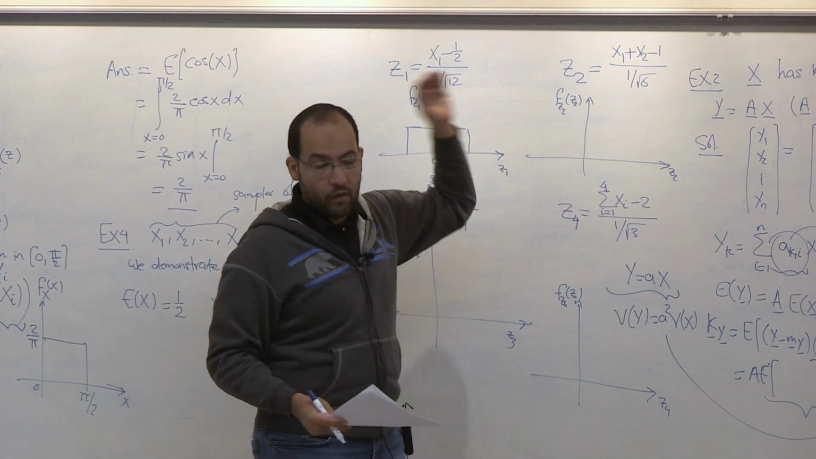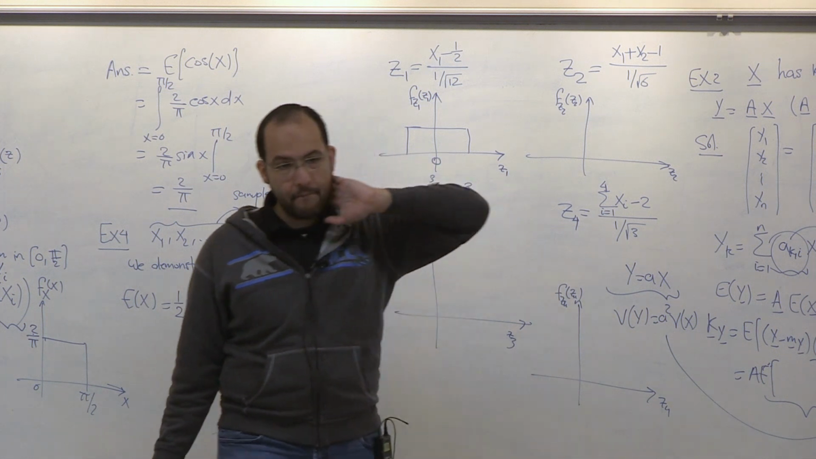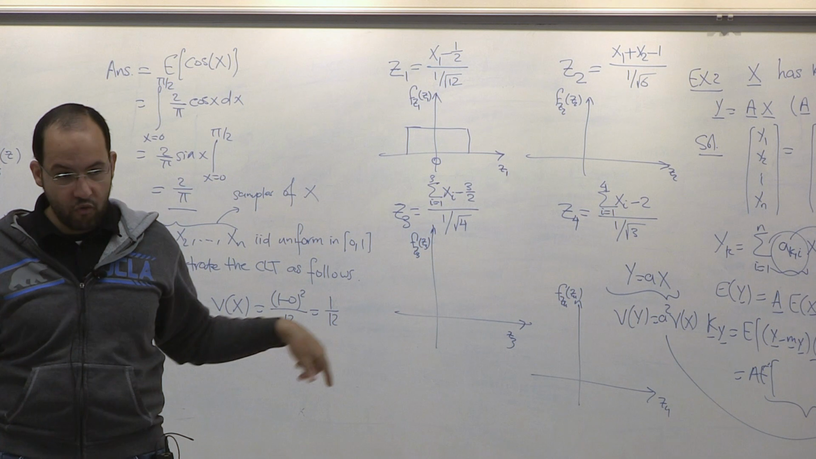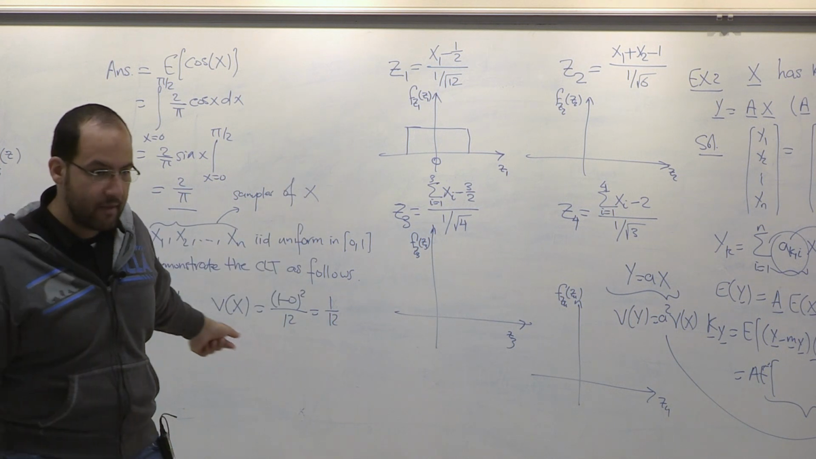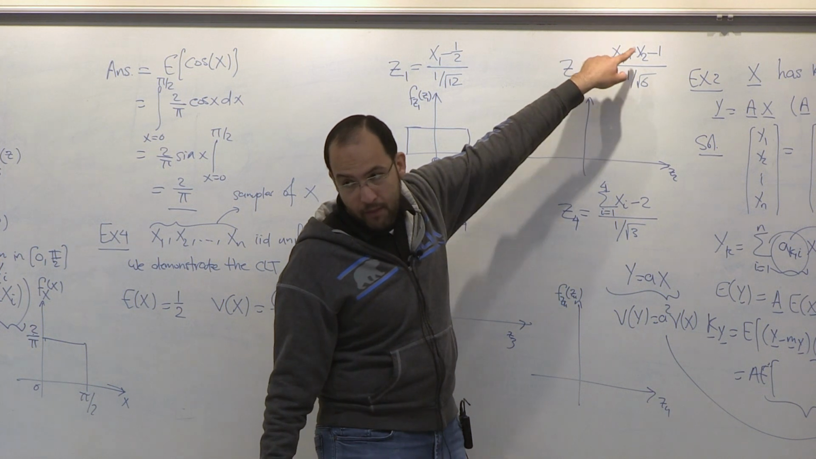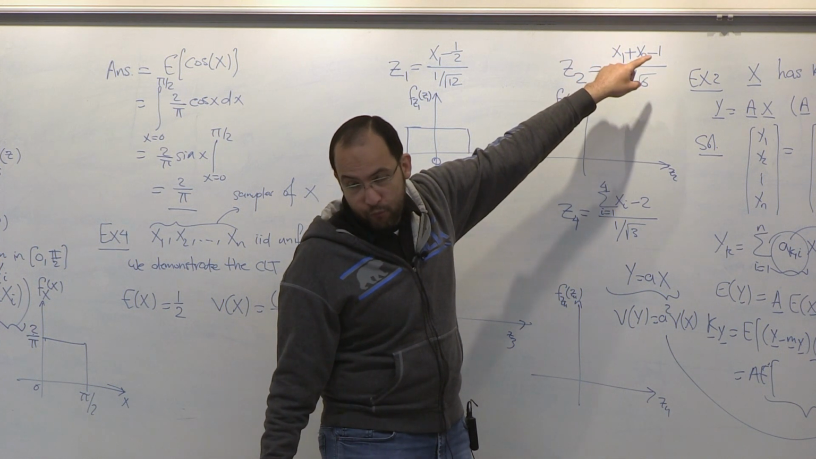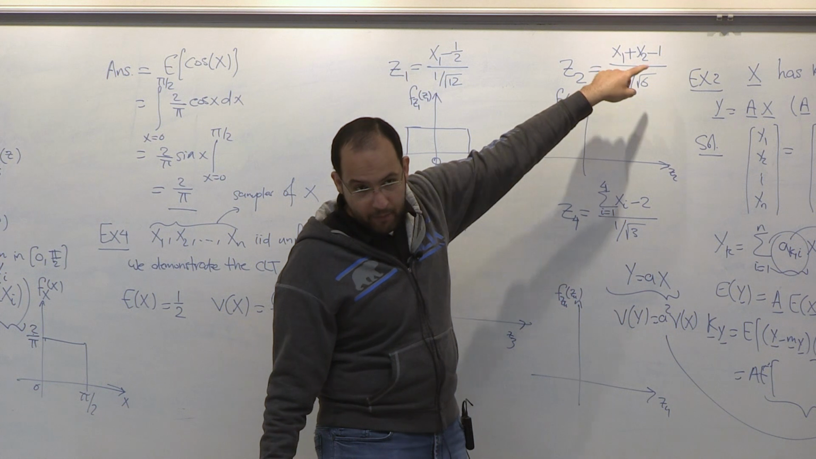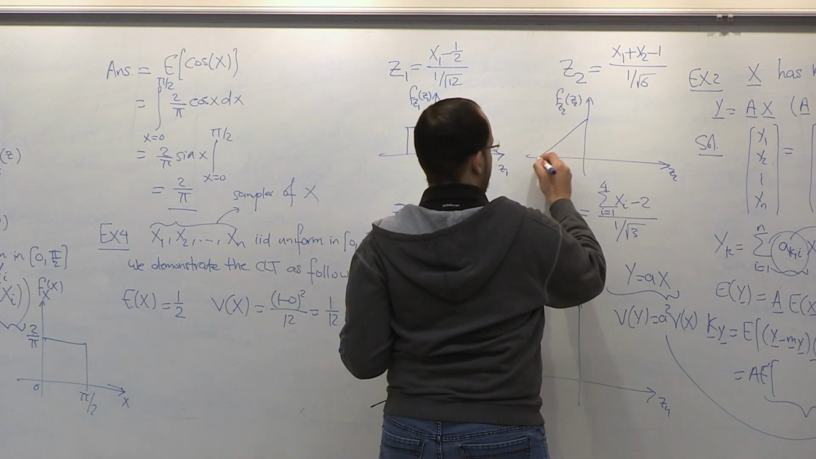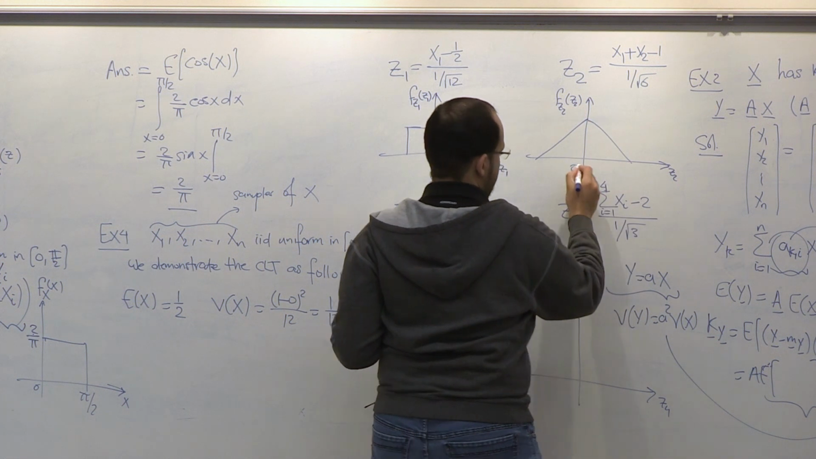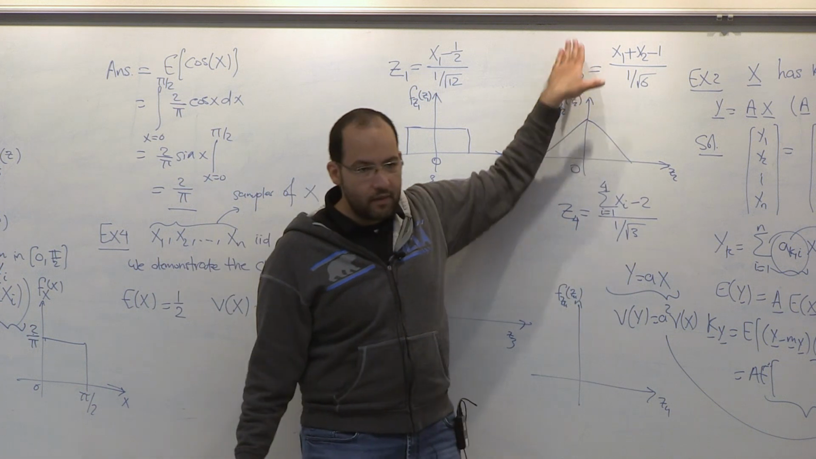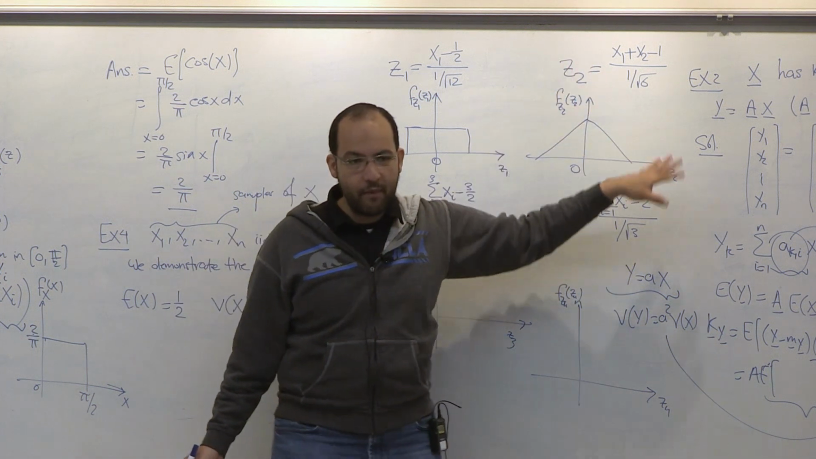What will this thing look like? Triangle, right? That's what we expect. Why is that? x1 plus x2, summation of two independent random variables, convolution, right? Again, forget about these. I don't care. We just want to look at the shape.